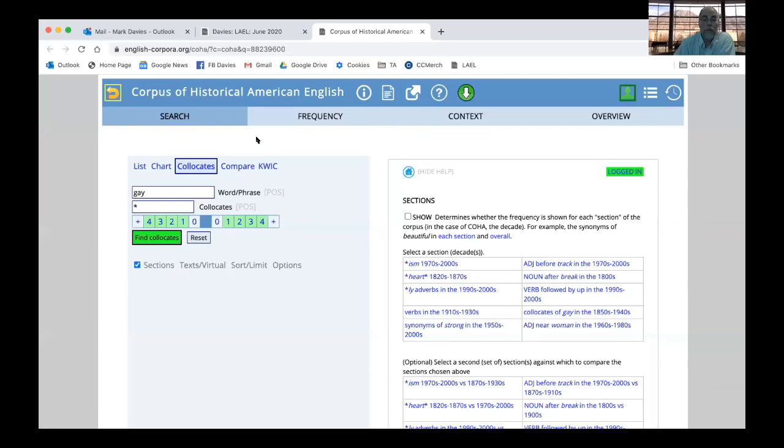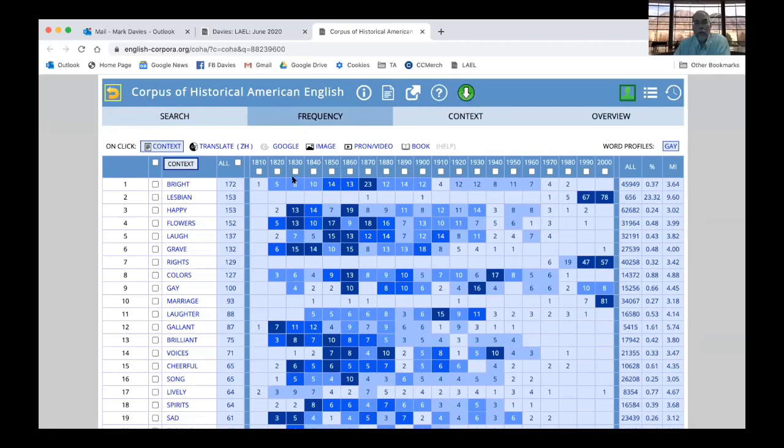So when you do that, you see that back in the 1800s, collocates of gay are bright, happy, flowers, laugh, because obviously gay meant happy, joyful at that time. And then somewhere here in the 1950s, 60s, and the 70s, it changes its meaning to sexual orientation. So lesbian, rights, marriage, and so on.